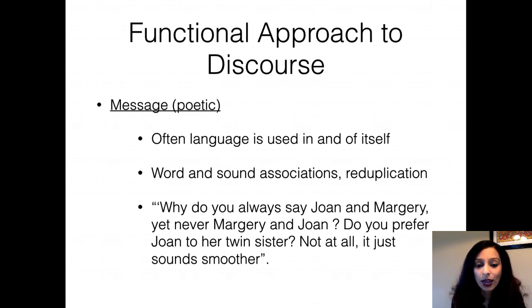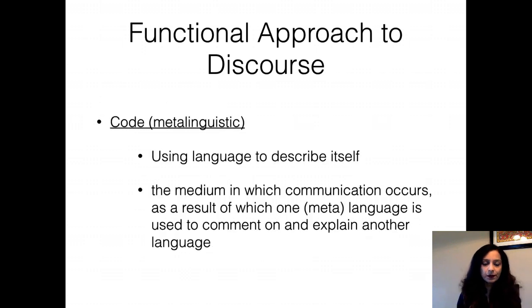So here's an example. Why do you always say Joanne and Marjorie, yet never Marjorie and Joanne? Do you prefer Joanne to her twin sister? Not at all. It just sounds smoother. So these are things that we consciously or subconsciously decide when we are speaking language, like using Joanne and Marjorie and not Marjorie and Joanne, right? So these are instances of the discourse having a poetic kind of function. And the last function, the sixth function of language, is code or metalinguistic.